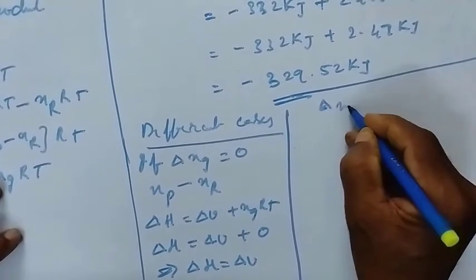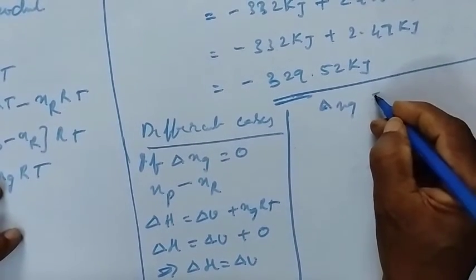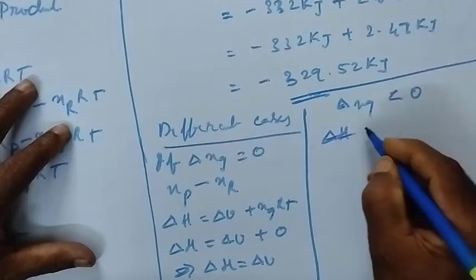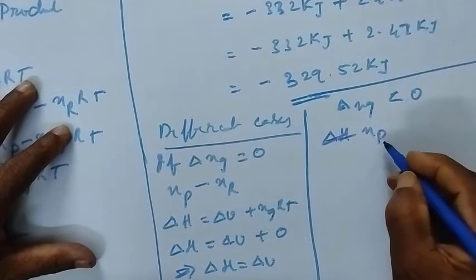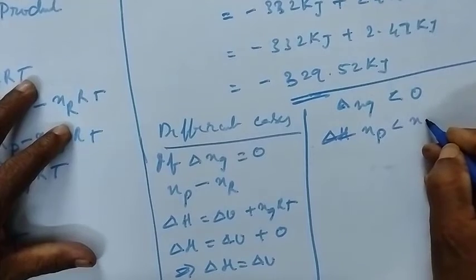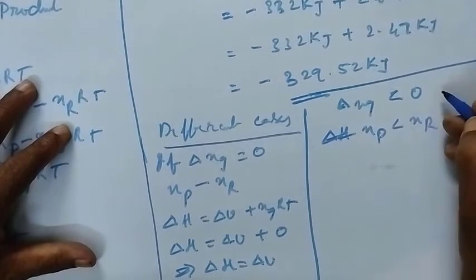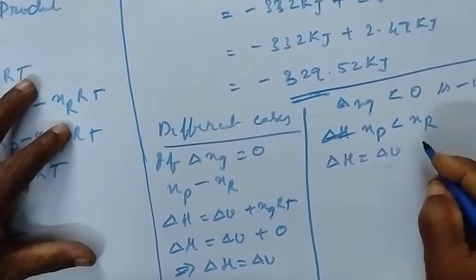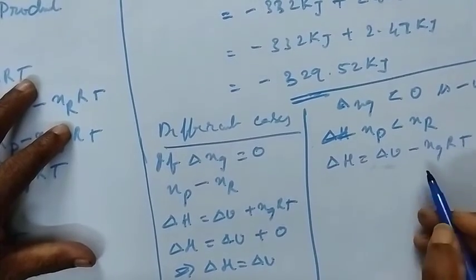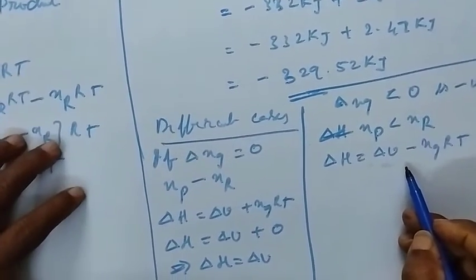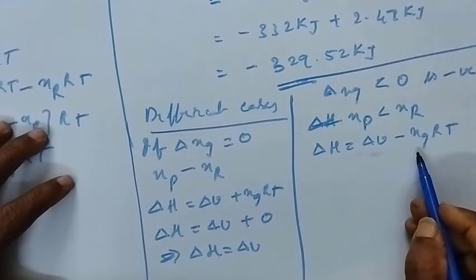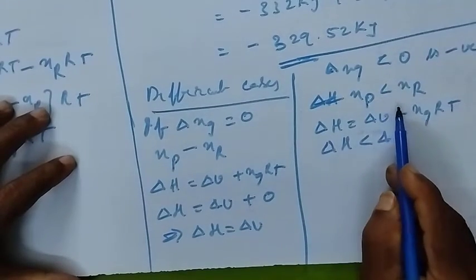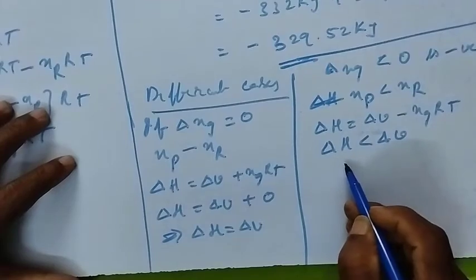On the other hand, delta NG is less than 0. Less than 0 means number of moles of gaseous products is less than number of moles of gaseous reactants. That is negative value. Therefore, delta H is equal to delta U minus delta NG RT. Since we are subtracting a certain quantity from delta U to get delta H, therefore, delta H is less than delta U.